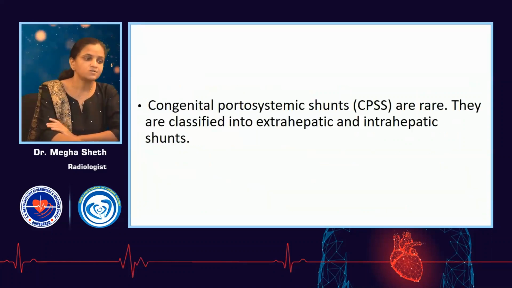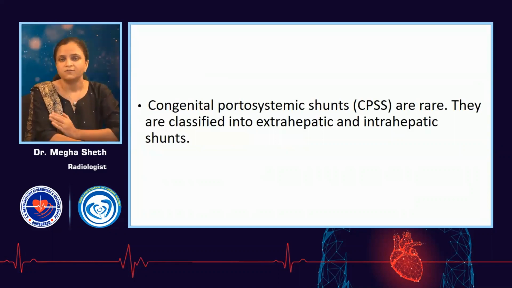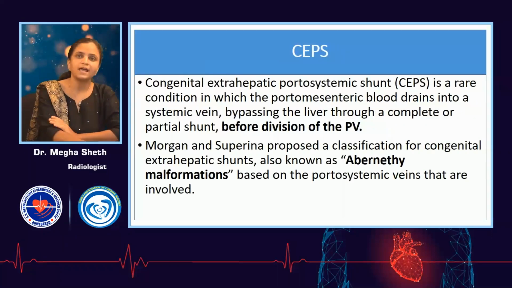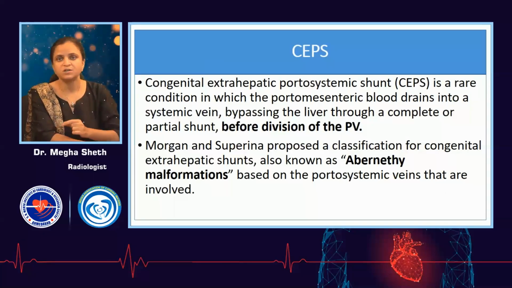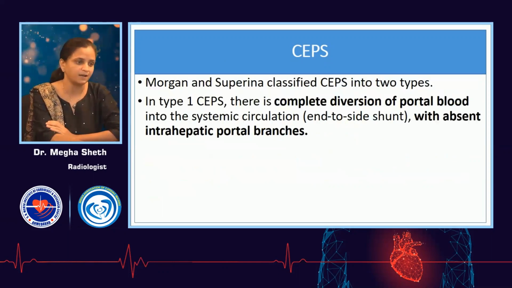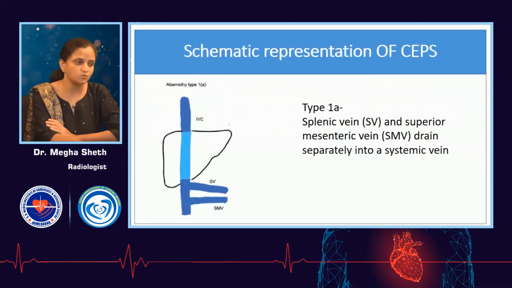So now, what is the classification? Conventionally, congenital portosystemic shunts are classified into extrahepatic and intrahepatic. Okay, what are extrahepatic shunts? Any shunting between the portal vein or its tributaries and the systemic veins and its tributaries prior to division of portal vein, that is called extrahepatic portosystemic shunt, also known as Abernethy malformations, and its classification has been proposed by Morgan and Superina. Okay, so they have classified congenital extrahepatic shunts into two types.